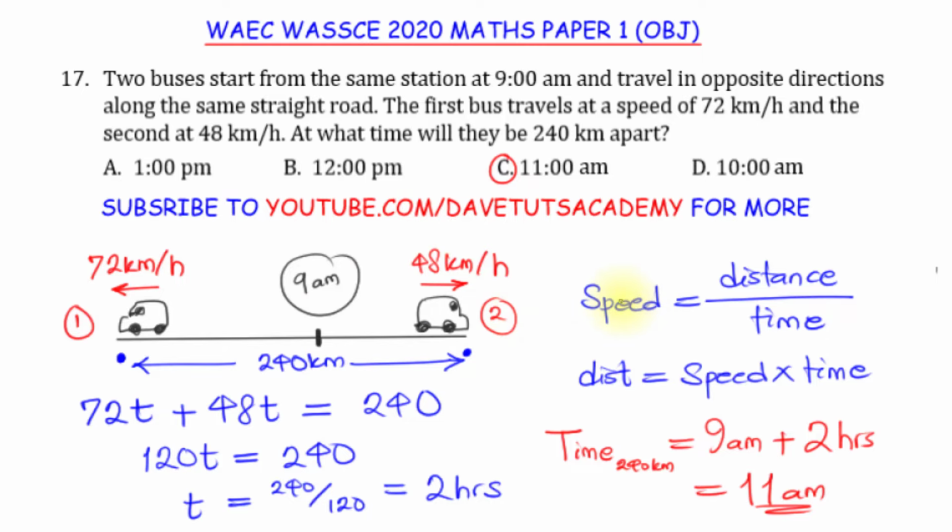We just need to understand that speed is distance over time, and in that case, distance will be speed multiplied by time, okay? And the total distance covered by the two will be the speed of each one multiplied by the time. And since they are taking the same time, we can use t for that. And solving for t, we can add that amount of time, which is 2 hours they spend on the road, to the time that they started, which is 9 a.m., and we'll get 11 a.m. So option C is the correct answer.